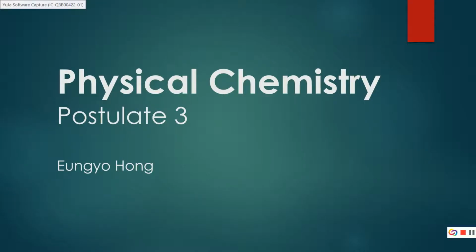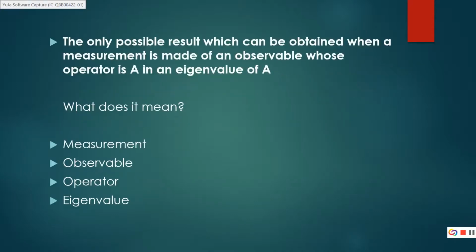Hello, my name is Yun Huang, and today I will introduce an interesting postulate which was built in the class. The postulate is: the only possible result which can be obtained when a measurement is made of an observable whose operator is A is an eigenvalue of A. It sounds a little bit confusing. It doesn't look straightforward and seems very hard to understand.